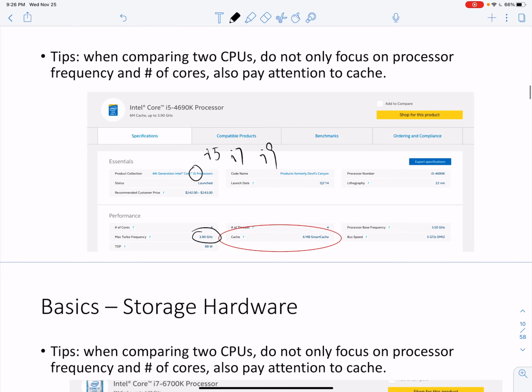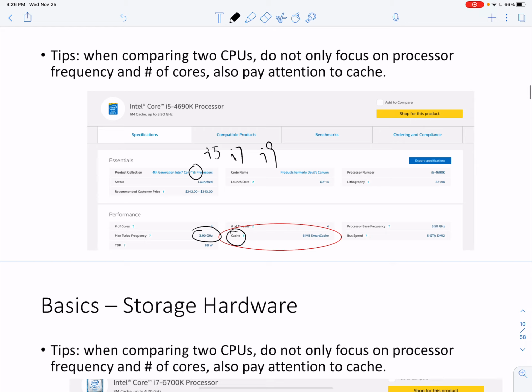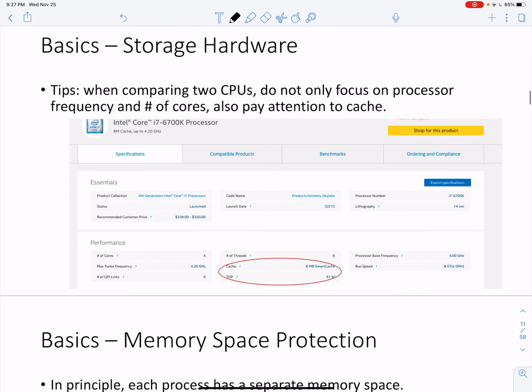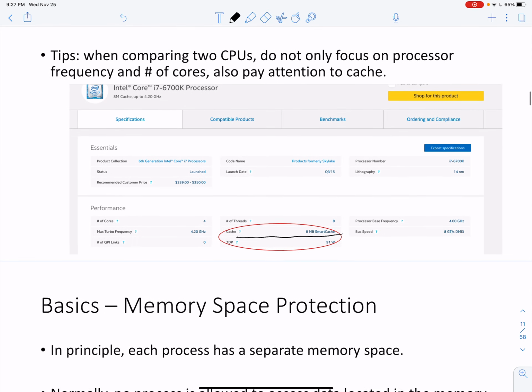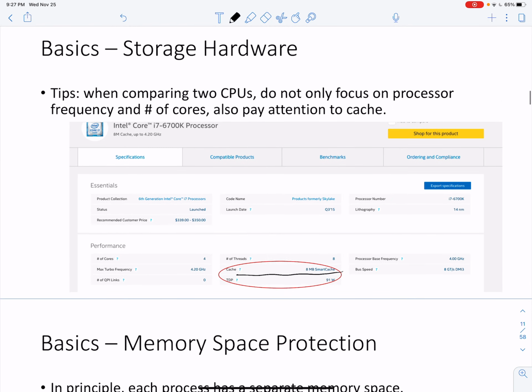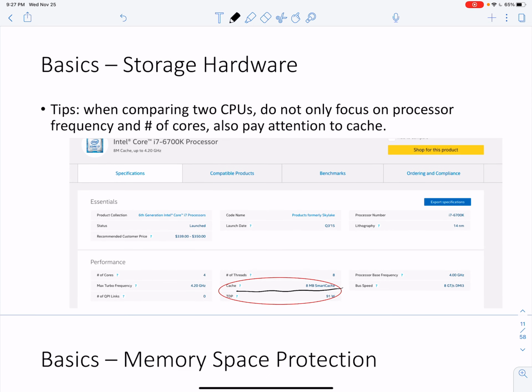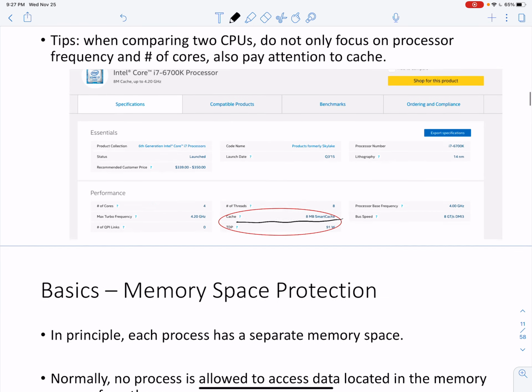But besides that, you should pay attention to another thing, the cache. We want the cache space to be as large as possible. I think it should be at least 6 megabytes, and if it's only 4 megabytes, forget about it. You won't have a good experience with it. You do want around 8 or 12 megabytes, and then you will have a much better experience if you are doing a lot of file loading or a lot of multi-programming.